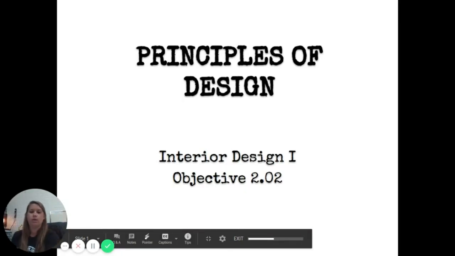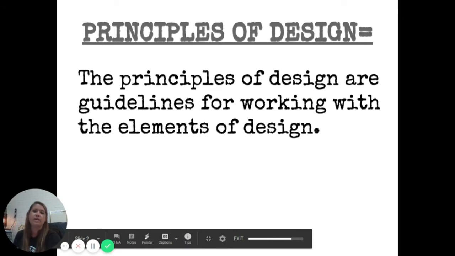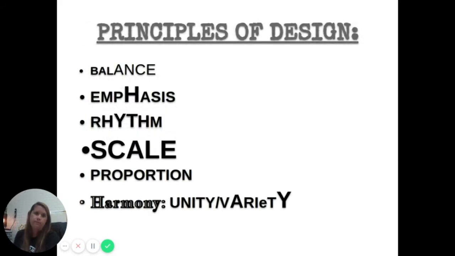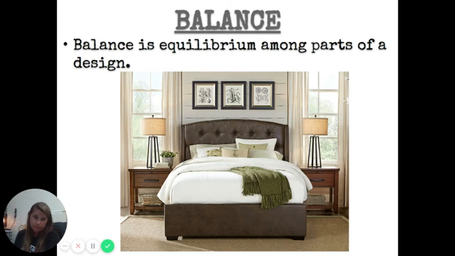Okay. So remember, principles of design are guidelines for working with the elements of design, basically like rules for how you use the elements. Balance, emphasis, rhythm, scale, proportion, and harmony. So balance is equilibrium among parts of a design.